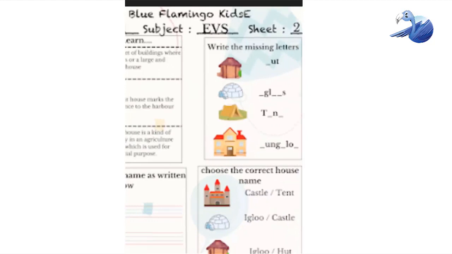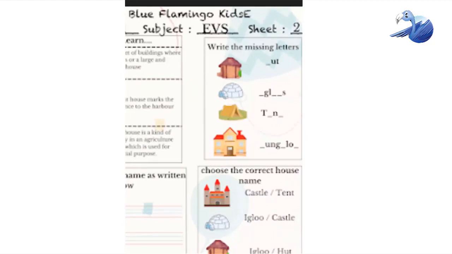Do you know facts? Hong Kong is a crowded city and homes are very expensive. In Hong Kong city, houses are very expensive and very many people live there. Crowded city. Next is write the missing letters.